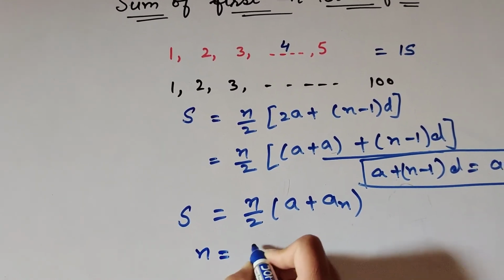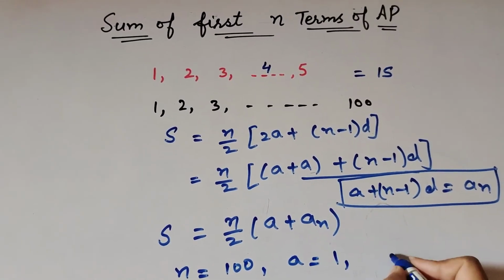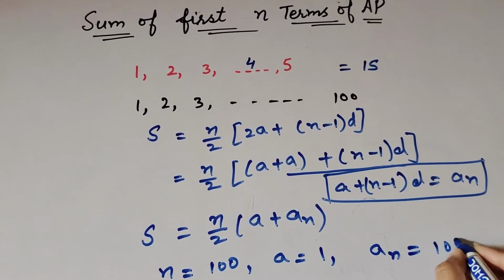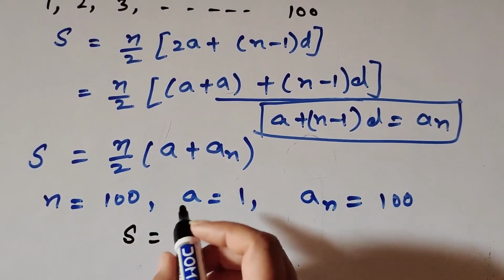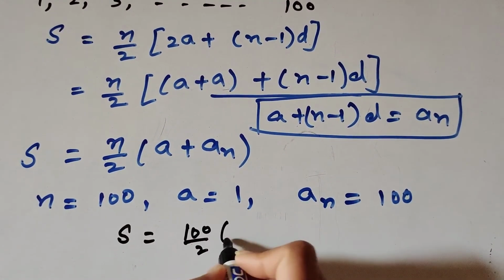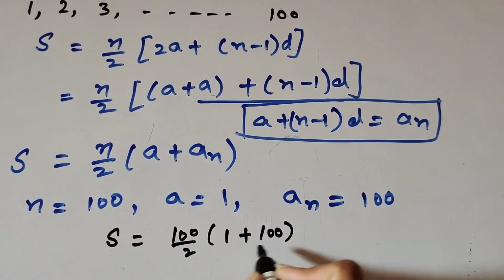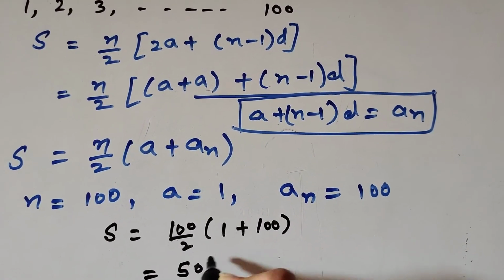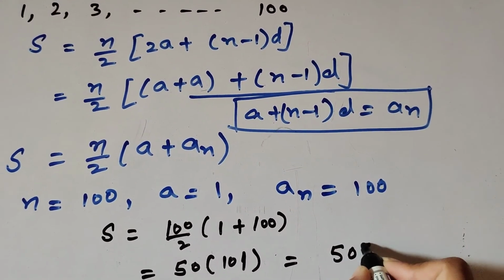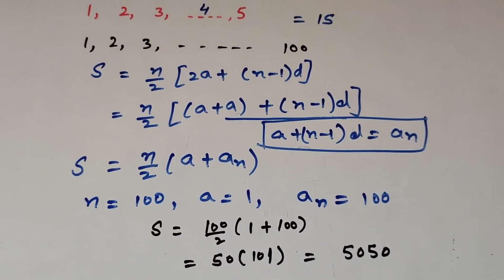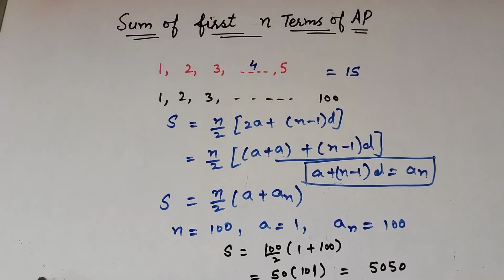In this, n is equal to 100, a is the first term, which is 1, and an is the last term, which is equal to 100. So by using the formula n over 2, n is 100 over 2, a first term is 1, an last term is 100. So 100 divided by 2 is equal to 50. 1 plus 100 is equal to 101. And 50 multiplied by 101 is equal to 5050. So the sum of the first 100 terms is equal to 5050.